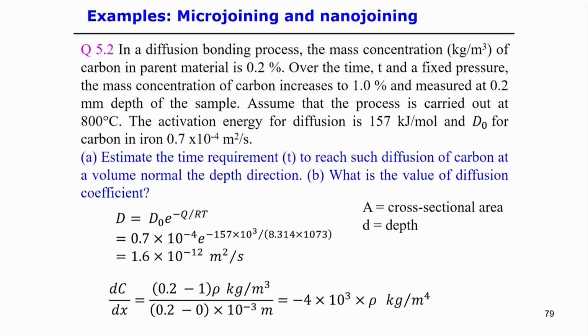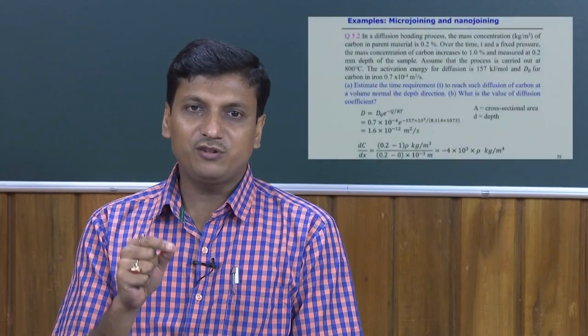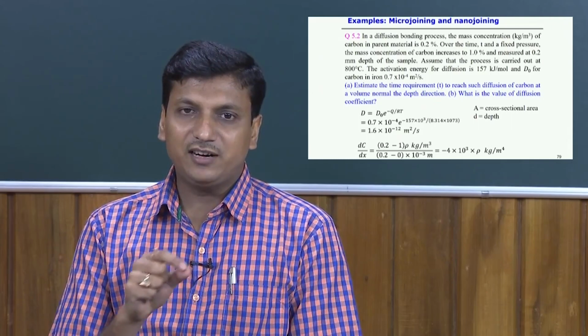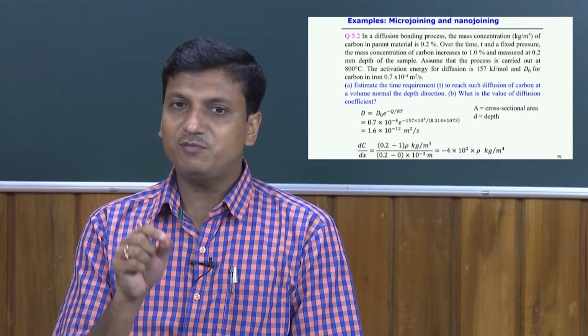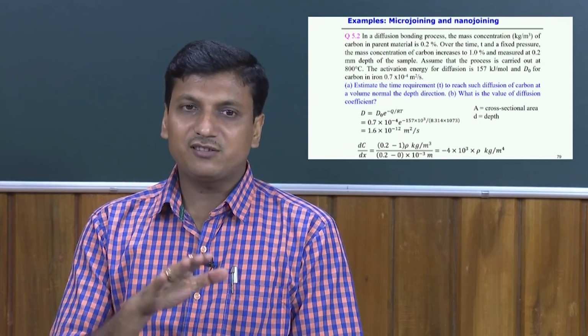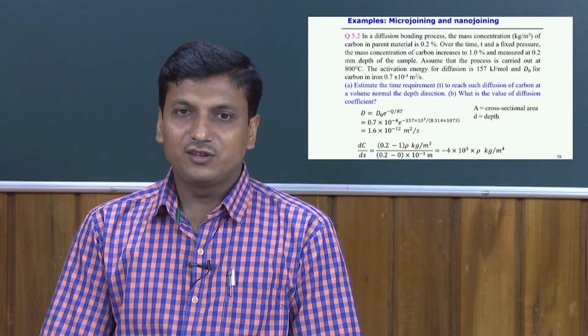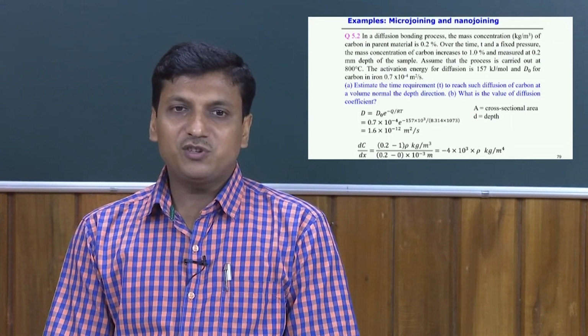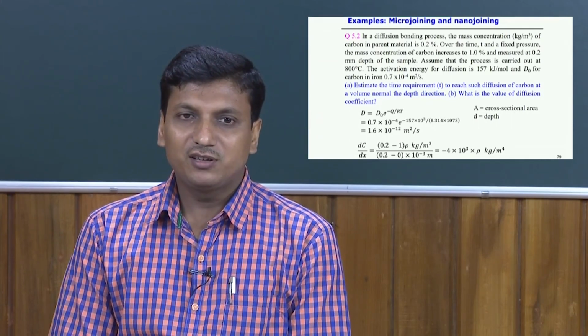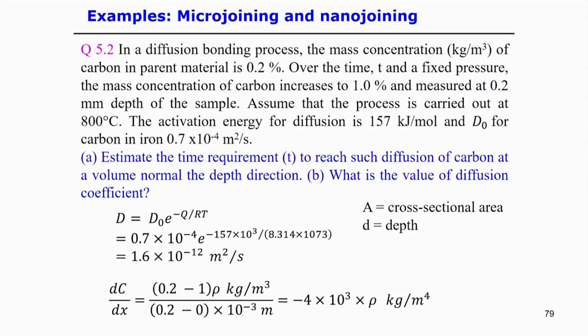So, in the diffusion bonding process, over the time the carbon atoms become diffused over a certain depth. That depth is here 0.2 millimeter, and carbon concentration increases from 0.2% to 1%, and that actually happens over a certain time. That time is T, under the condition of a fixed pressure. So, at constant pressure and at constant temperature, that means 800 degree centigrade. Now, since the diffusion coefficient is also temperature dependent, we will try to find out what the diffusion coefficient may be at 800 degree centigrade.